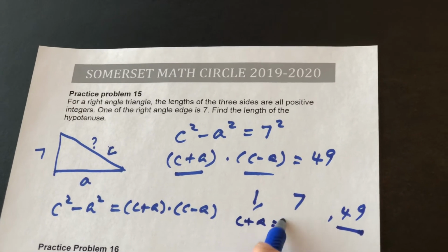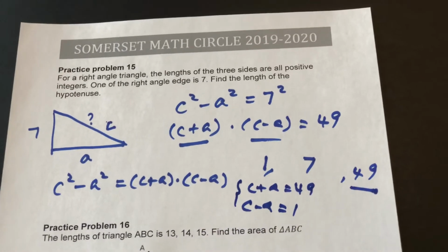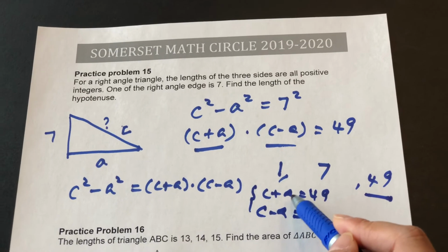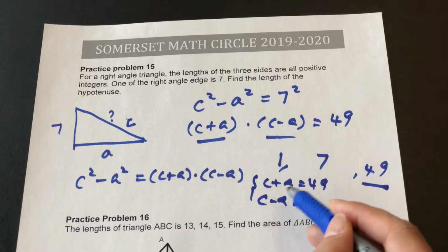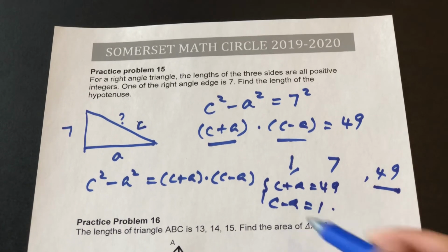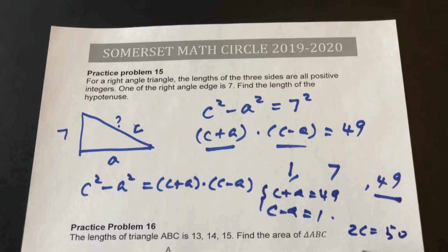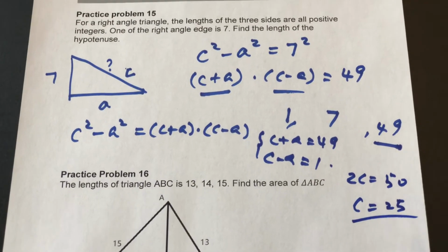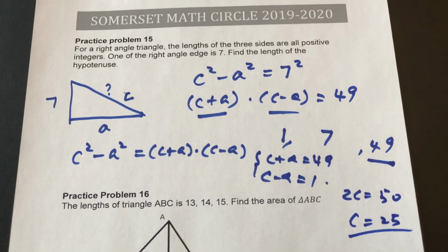C plus A equals 49. C minus A equals 1. These are two equations. We add both left sides up and the right sides up, so the equation doesn't change. Add them up, plus A minus A cancel. You get 2C equals, adding them up, 50. So C is now 25. So that answers the question for the problem.